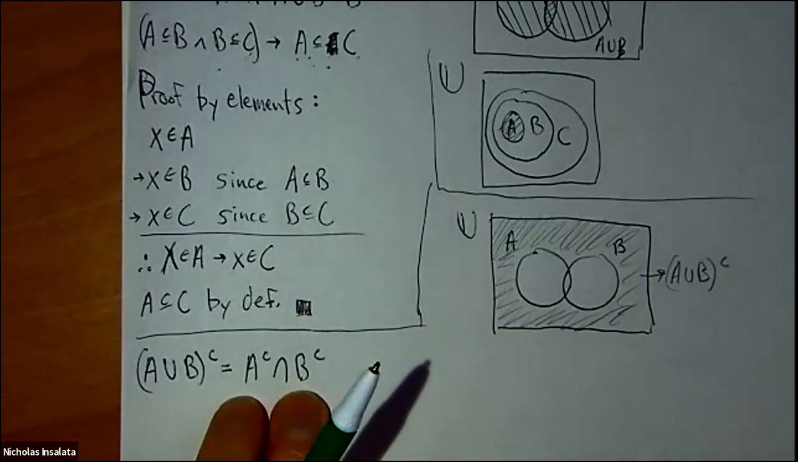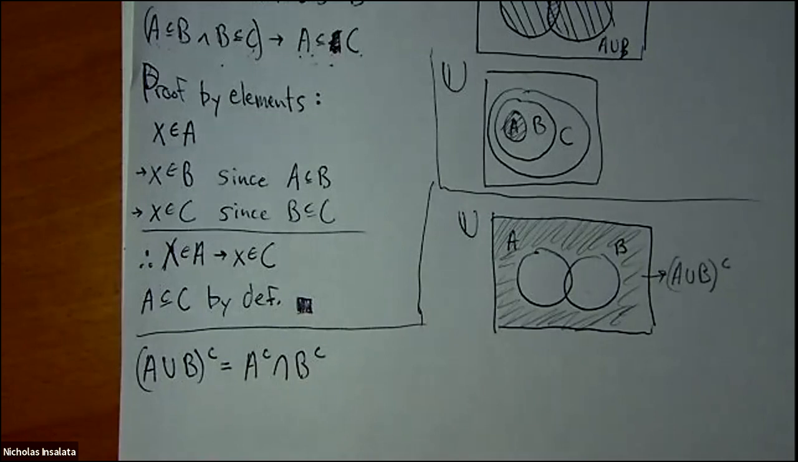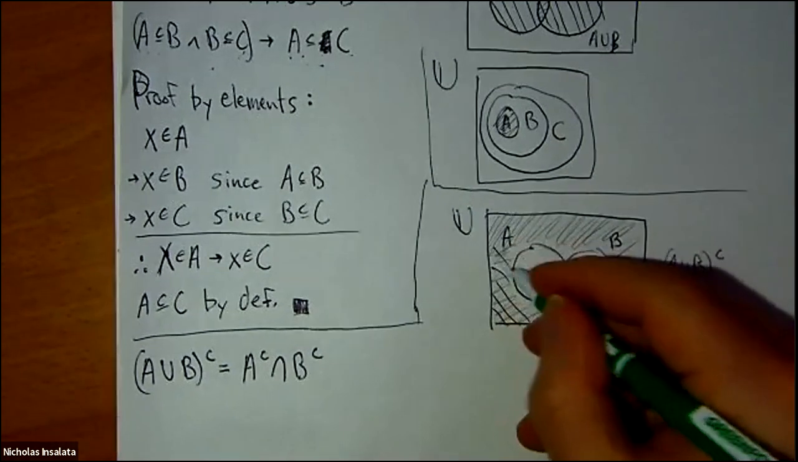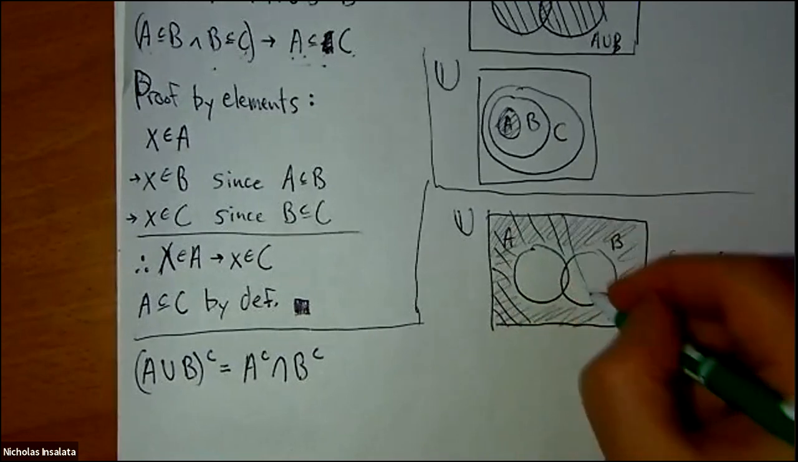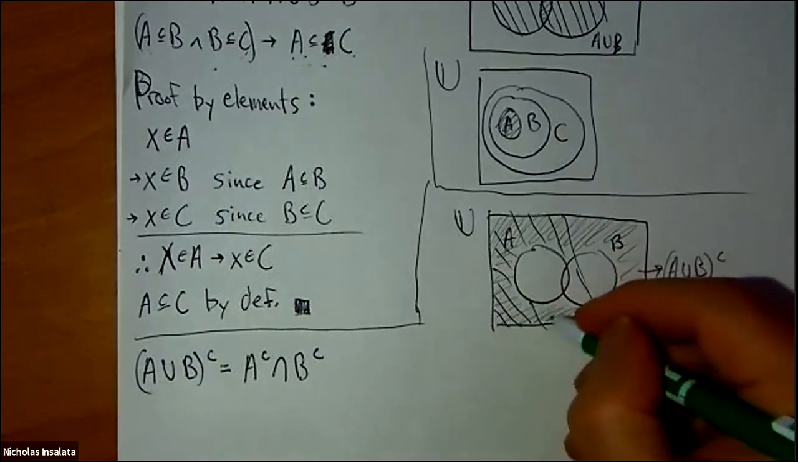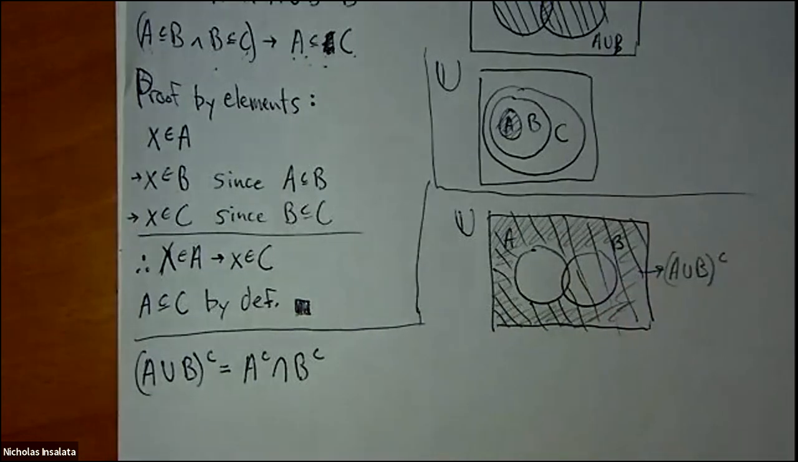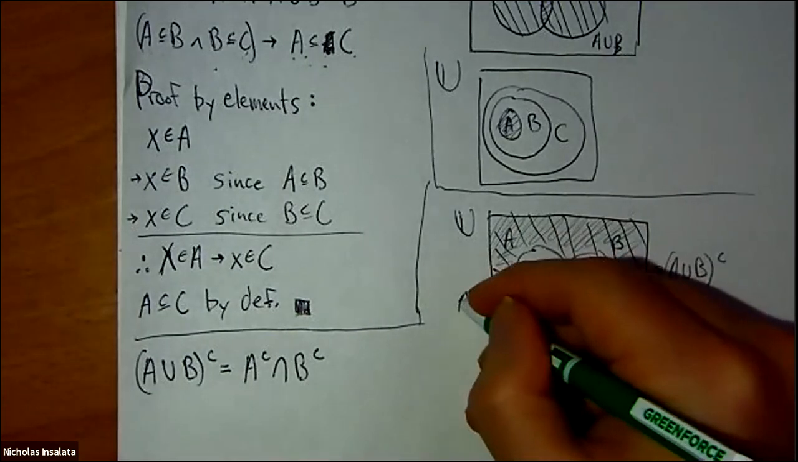Let's take these one at a time. So what's A complement going to be? Everything outside of A. Good. So that's going to be everything outside of A, including B. Okay, so that's A complement.